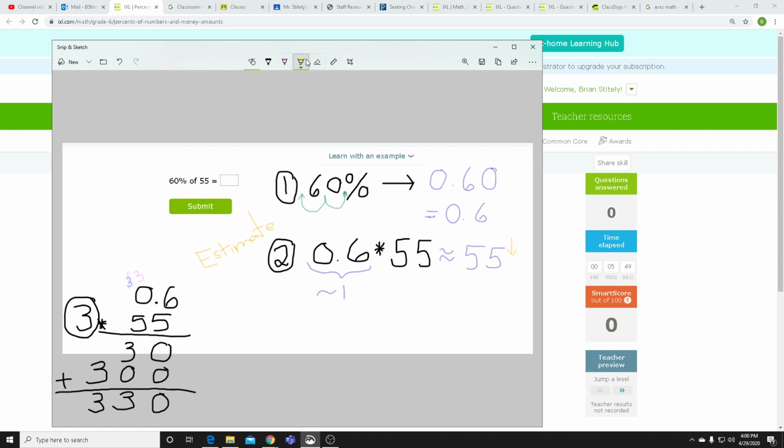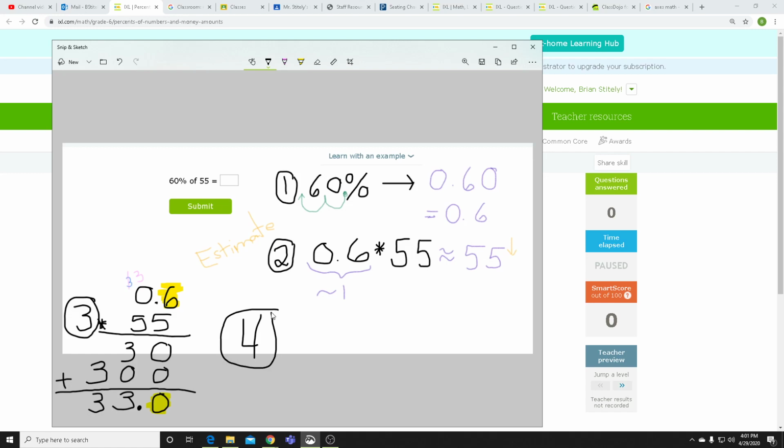And then remember, we have one final step here when we're multiplying with decimals. You need to count how many decimal places are there in the numbers you multiplied. Okay, so we multiplied 0.6 times 55. There was only one decimal here. We had a 6 in the tenths place, that's it. So that means that we're going to have one decimal place over here. So that means our decimal is going to go right to the left of the 0, right here. Okay. So we get an answer of 33.0, or in other words, just 33. Okay, 33.0, that's the same thing as 33.